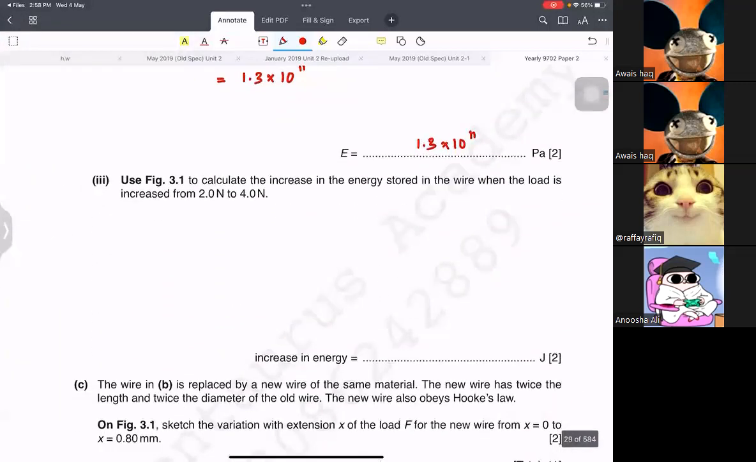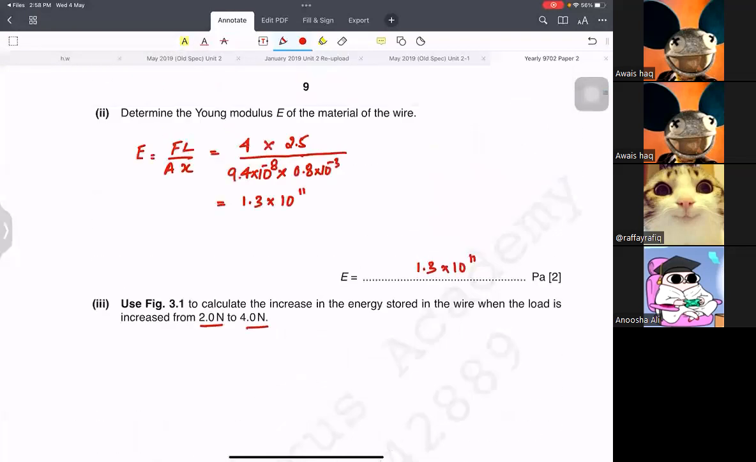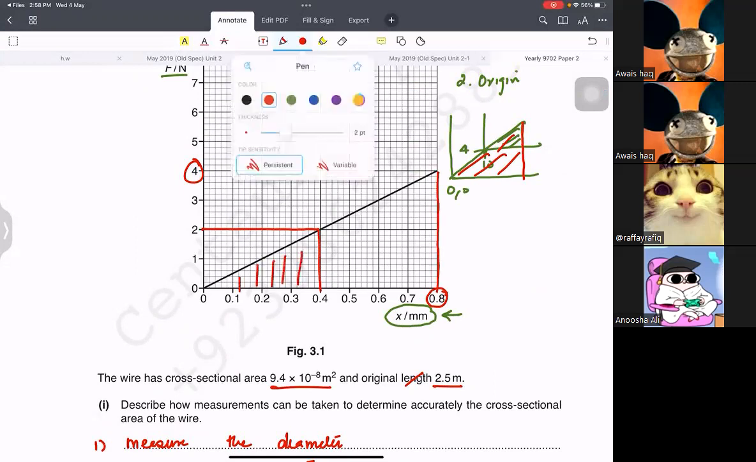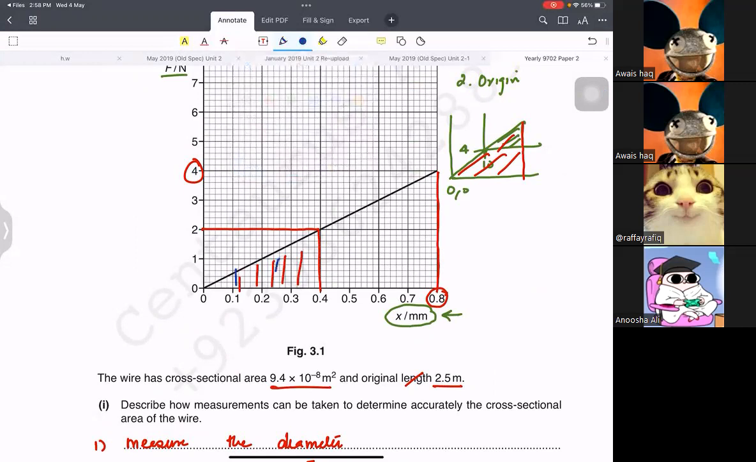Okay, then. Now it says calculate the increase in energy stored when it is stretched from 2 to 4. So at 2, you're going to see it's here, and at 4, it is right here. So basically what you do, you find the area under the graph here, then you find the area under the graph of this whole and then subtract them. So we're going to do this.